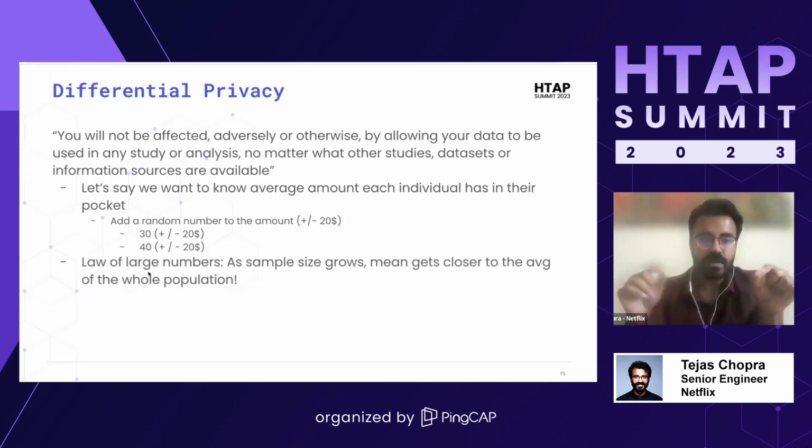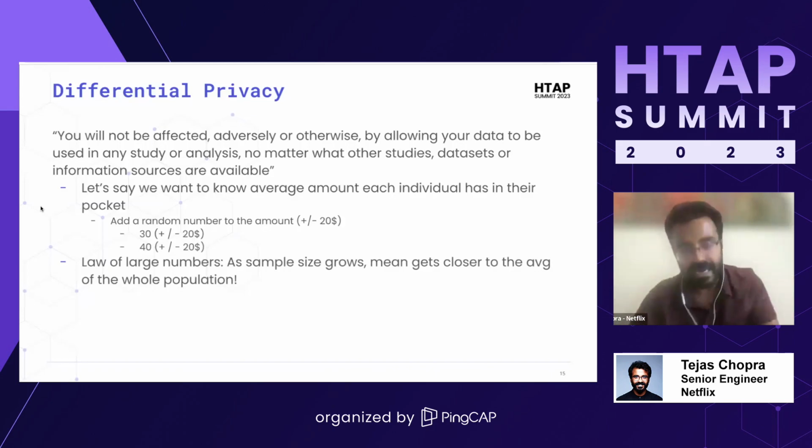The law of large numbers says that as the sample size grows, the mean will get closer to the average of the whole population, which effectively means that if everyone adds a small noise or a delta to their number, then the average of that would still be the same or close to the average if you did not add noise. This is because all of these deltas cancel out each other as the sample size grows. That is a very simple way to explain what differential privacy implies. It means adding an amount of noise that can actually obfuscate the data, but still gather learnings from the data.